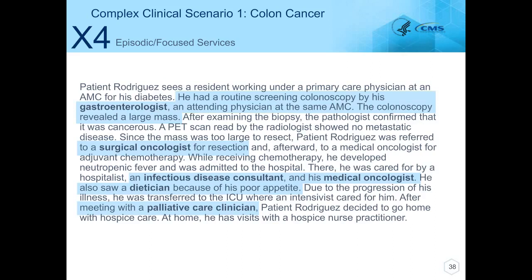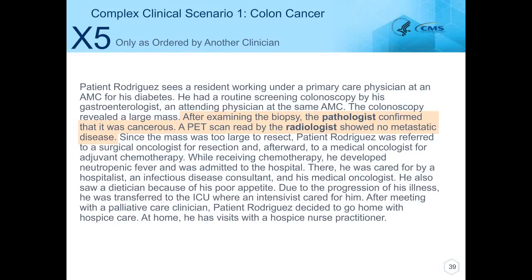Finally, at the bottom, when he's meeting with his palliative care clinician, this is also occurring within the hospitalization, and it's episodic in that regard, focused on the patient's palliative care coordination. So that could be episodic focused or X4 as well. Next slide, please.